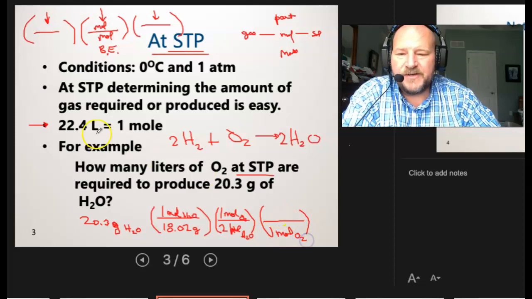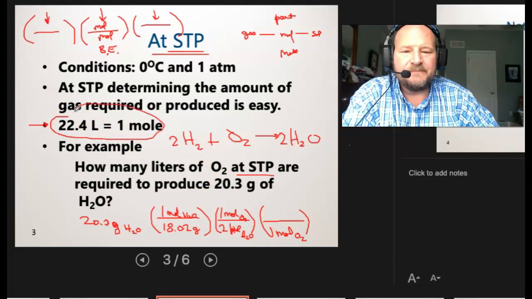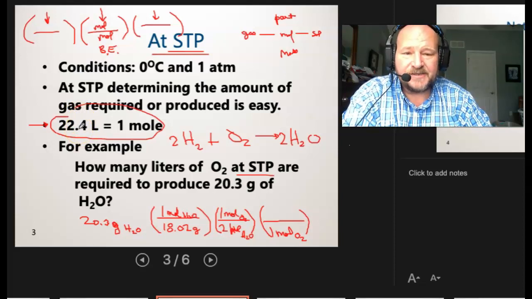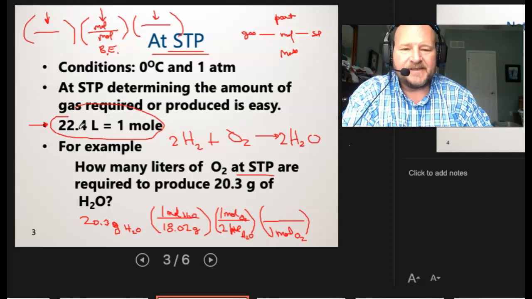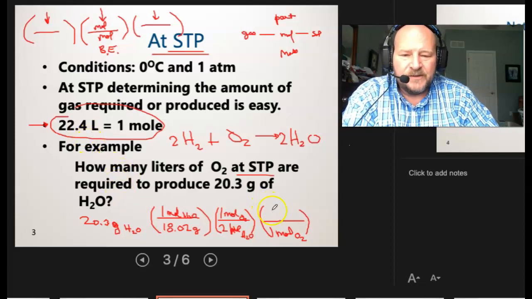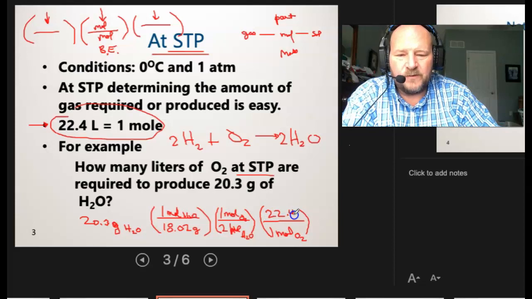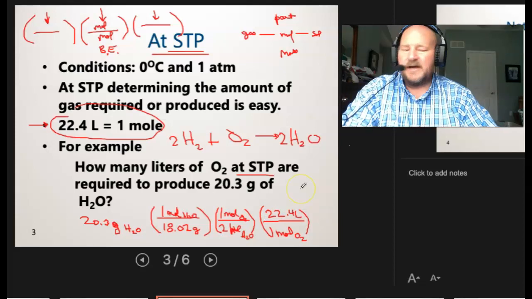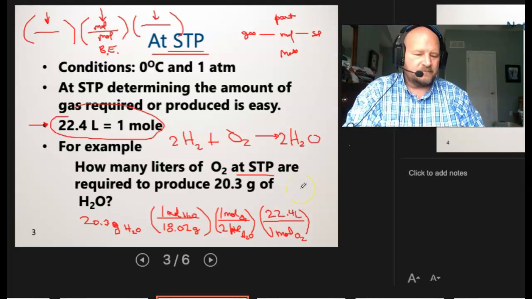Now, this equation over here, this equality, it doesn't care what kind of gas you have. That's the beautiful part. It doesn't matter what the gas is, ammonia gas, oxygen gas, chlorine gas, argon, whatever the gas is, it's always going to be 22.4 liters per mole. So that means up here then, we're going to use 22.4 liters.